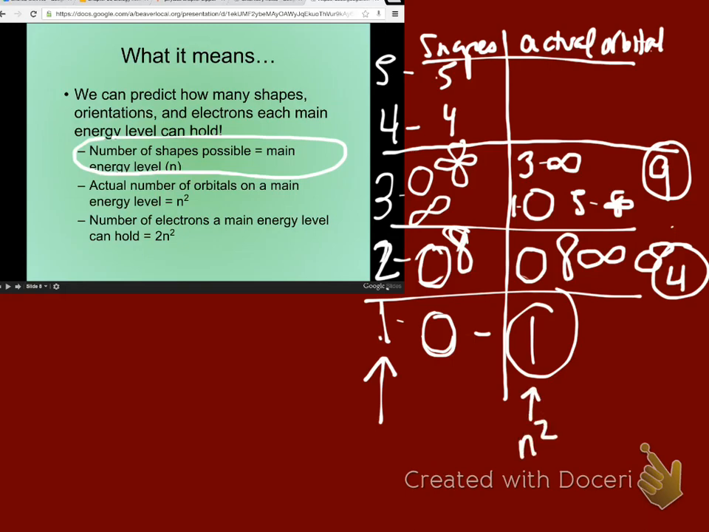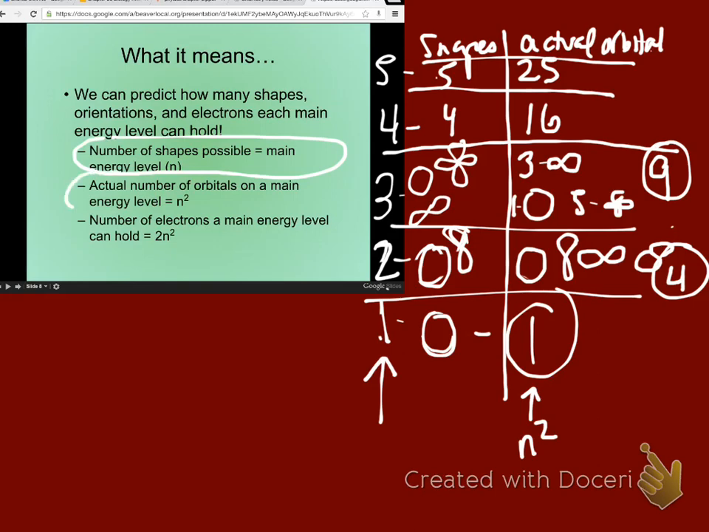So, how many actual orbitals do you have on the fourth main energy level? 16. How many actual orbitals do you have on the 5th energy level? 25. Nice pattern. So on your test, I will ask you things like, on the second main energy level, how many orbitals are present? 4. Okay.